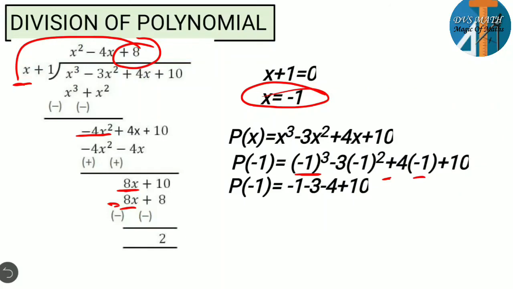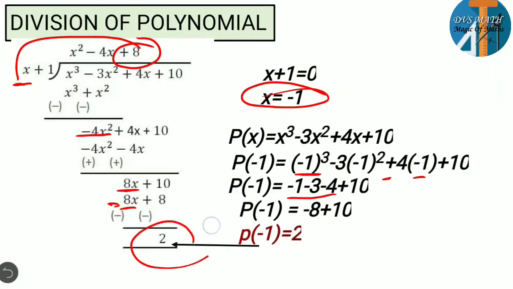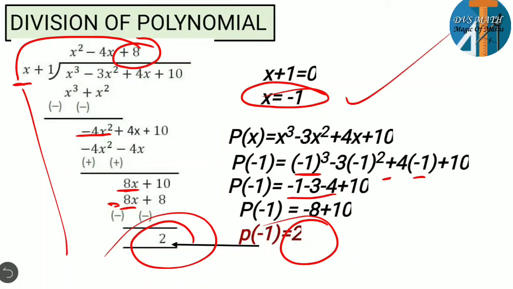So if you simplify all this, it is minus 1, minus 3, minus 4 all together. If you add, you will get minus 8 plus 10. Minus 8 plus 10, what you got? 2. So you can observe here the remainder is 2, here also the remainder is 2. This is the long division method. This method we are calling the remainder theorem.